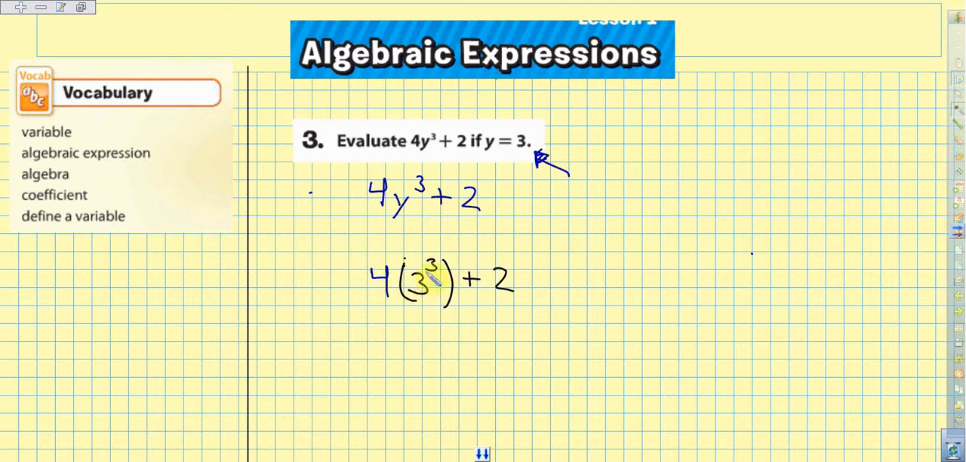Why did I put that in parentheses? I wanted to split it up to show you that there's going to be multiplication here. You could have gone ahead and put the parentheses around the 4; that's your choice. But what I have here is 3 times 3 times 3. So what I'm going to have here is 4 times 27 plus 2.